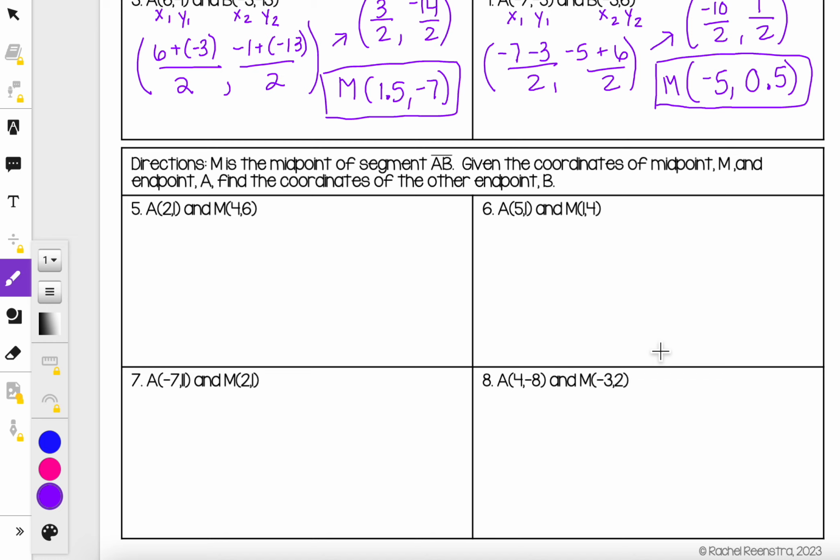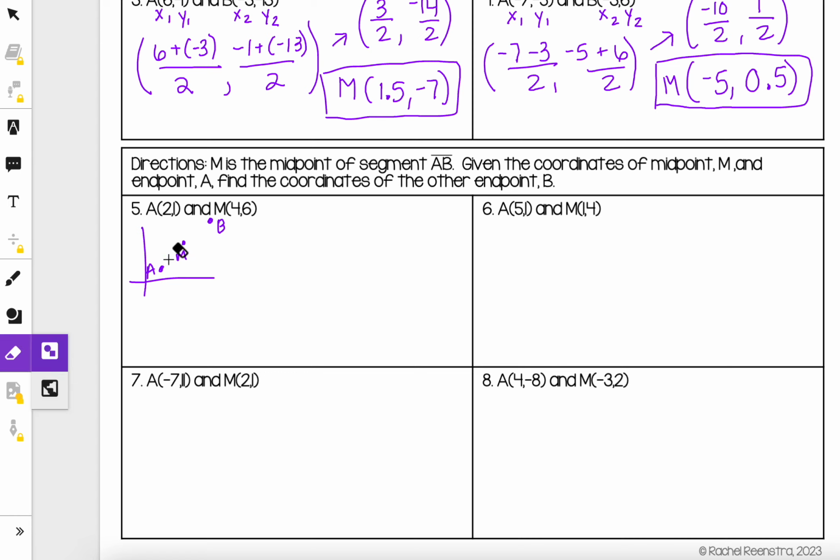Okay, so here, if I just sketch this out really quick, I know that A is (2, 1), let's say that's here. I know M is like (4, 6), let's say that's here. So B is probably going to be somewhere over here. And we just want to find the coordinates of that other endpoint. Okay? So that's what we're trying to do here. We're not trying to find the midpoint. We're trying to find another endpoint.